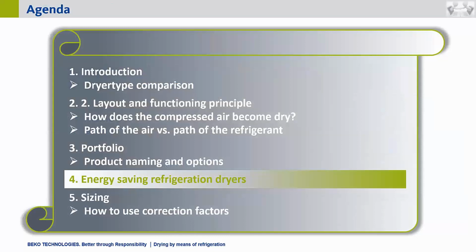So sizing. Oh, sorry. We're not at the last point. I just forgot one. We are still at energy saving dryers, but still we are very good in time. So energy saving refrigeration dryers. This was the point I missed.